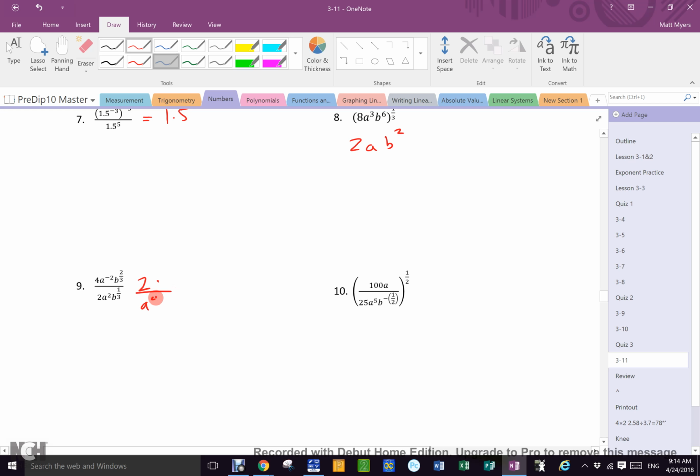Over a to the 4th, cube root b. Or 2b to the 1/3 over a to the 4th. I would accept both.